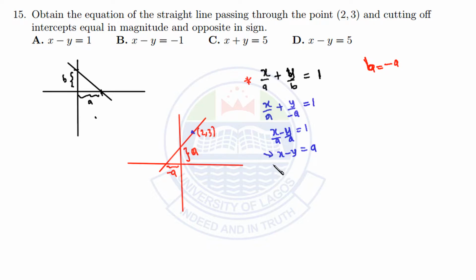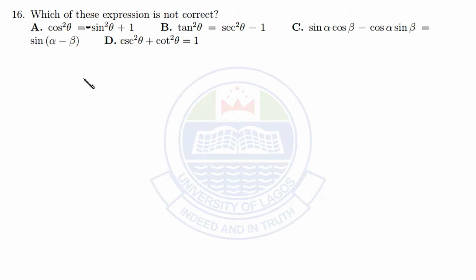So since this point lies on this equation, that means if I substitute x to be 2 and y to be 3 here, what am I going to have? I'm going to have 2 minus 3 equals a. That implies that my a is minus 1. And if I substitute this a as minus 1 back in this equation, I'm going to have my equation of straight line as x minus y equals minus 1. So the correct option here is B.